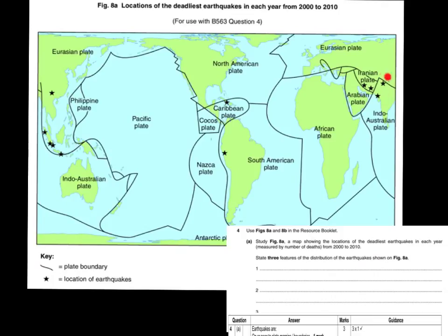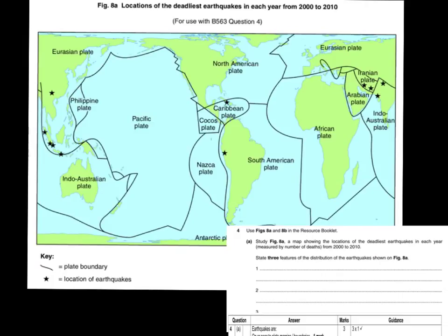So if you start off by describing over here, you can start off by talking about, well, there's 4 located next to the Iranian plate and the Indo-Australian plate. You could talk about how there's 4 located in this area here between the Indo-Australian plate and the Eurasian plate. You could talk about the Caribbean plate having 1, or the South American plate having 1. You could talk about the fact that all of them appear to be on land.